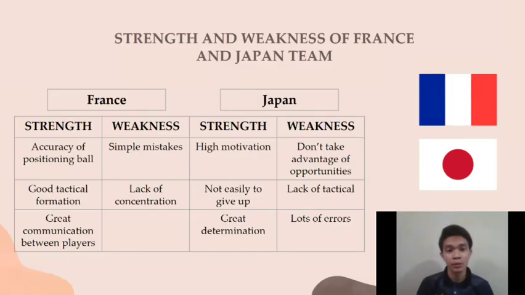Next, I will move on to the strengths and weaknesses of the France and Japan teams. For the France team, after doing the analysis, we can see that they have better accuracy in positioning the ball. The accuracy of positioning the ball by the back setter is important for the hitter to have a successful hit during the attack. Because the France team has more chances to set the ball, this led to an increase in accuracy of ball positioning during attacking.